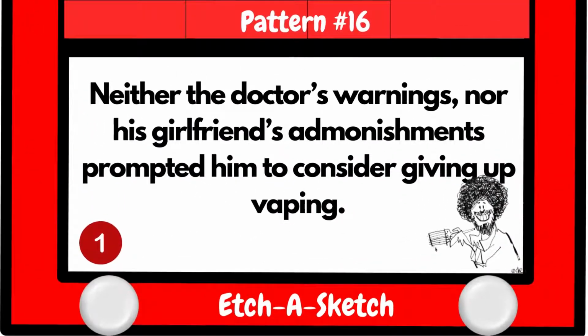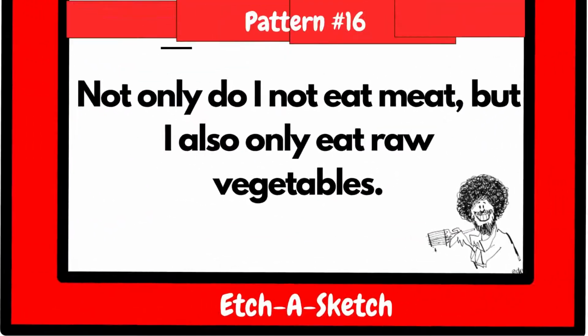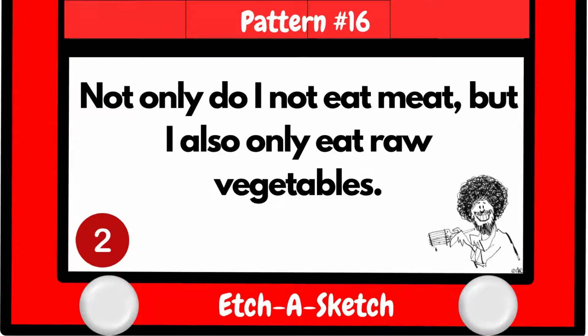Neither the doctor's warnings nor his girlfriend's admonishments prompted him to consider giving up vaping. So that neither, nor construct is nice to wield every now and then. And again, I don't see students typically do that unless they are explicitly taught that. Number 2, not only do I not eat meat, but I also only eat raw vegetables. So I just borrowed one of those stems in that first slide, concocted a sentence around it, and students do the same, just an original sentence around the construct.